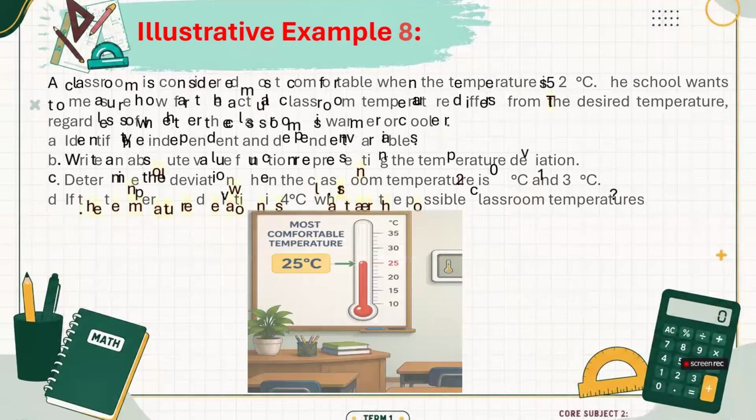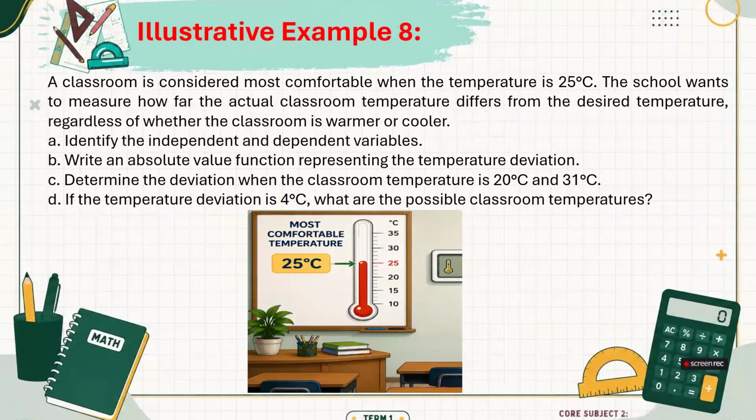Okay? So let's have the last problem for this lesson. Now, let us use another type of function, which is the absolute value function. A classroom is most comfortable when the temperature is 25 degrees Celsius. The school wants to know how far the actual classroom temperature is from 25 degrees Celsius. It doesn't matter if the classroom is warmer or cooler. So we want to know how far it is from 25 degrees.